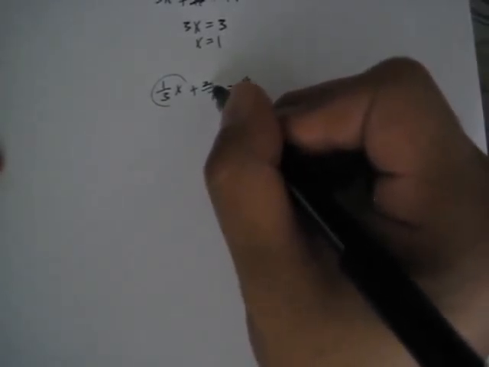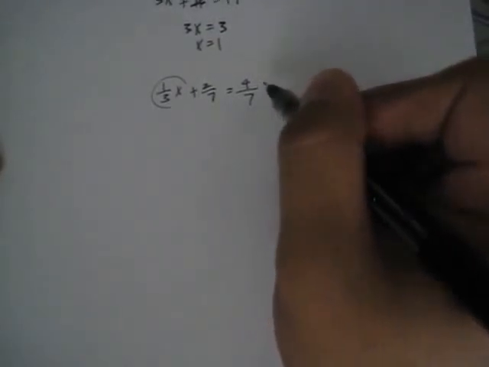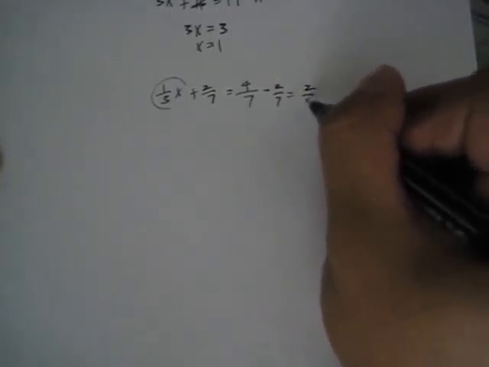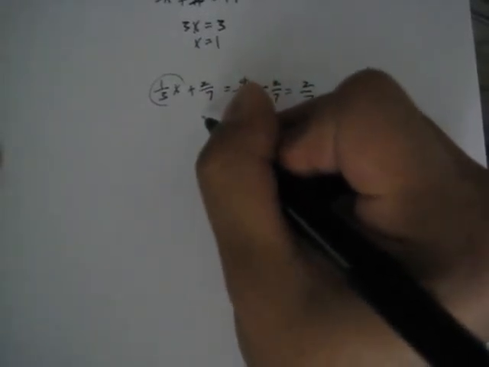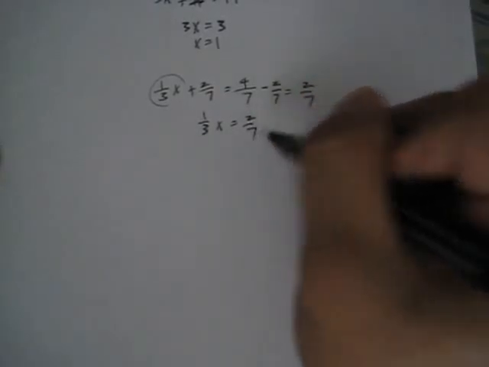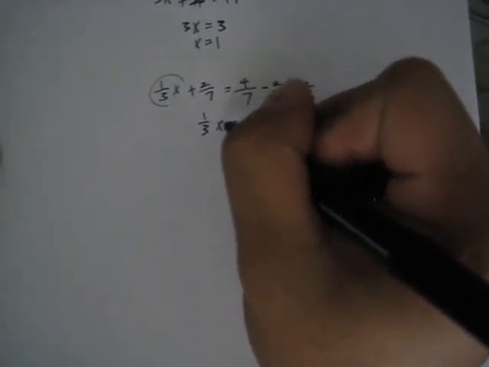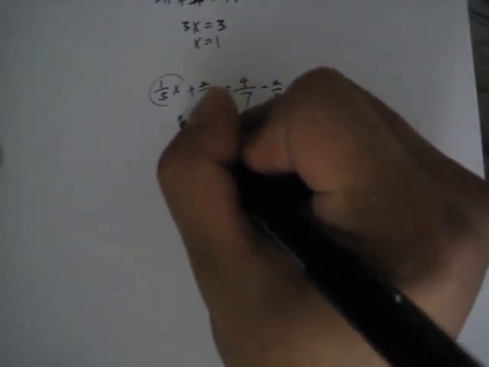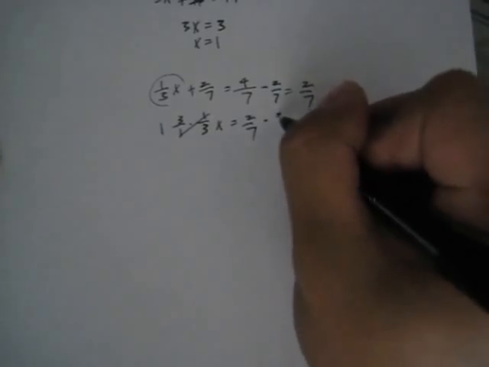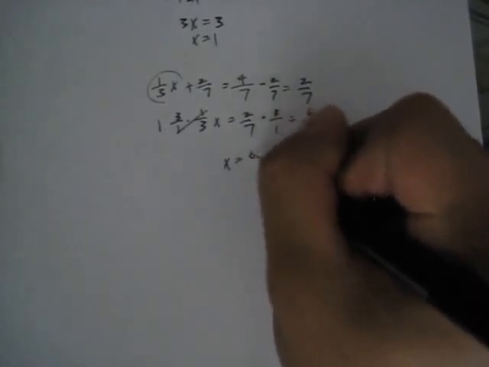If you subtract 2/7 from here, you're basically taking away 2/7. So minus 2/7 on this side and minus 2/7 on this side. So 4/7 minus 2/7 is equal to 2/7, right? So now we have 1/3 x equals 2/7. Okay, now we have two fractions. So in order to isolate x and make this 1, we basically multiply both sides by 3. 3/1 times 1/3 is equal to 1, and 2/7 times 3/1 is equal to 6/7. So x is equal to 6/7.